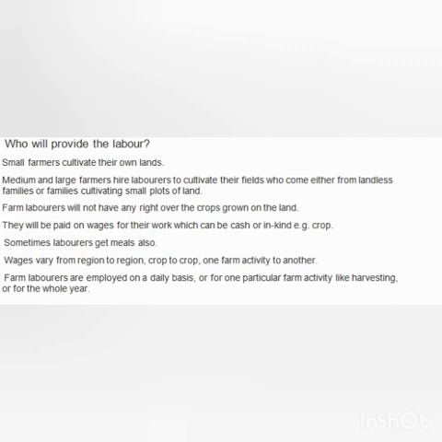Wages vary from region to region, crop to crop, and one farm activity to another. Farm laborers are employed on a daily basis, or for one particular farm activity like harvesting, or for the whole year.